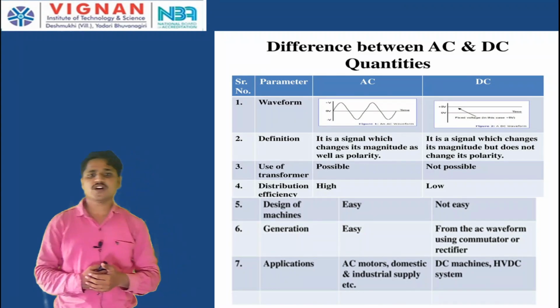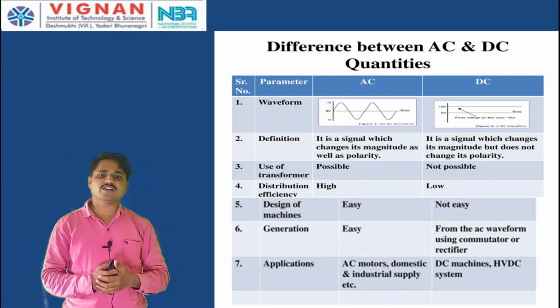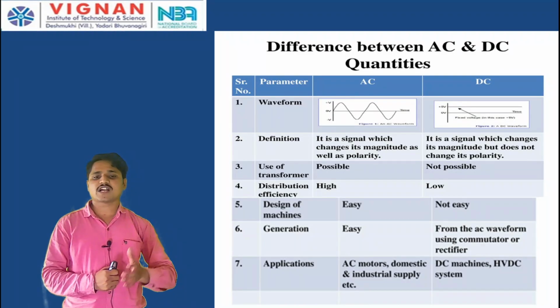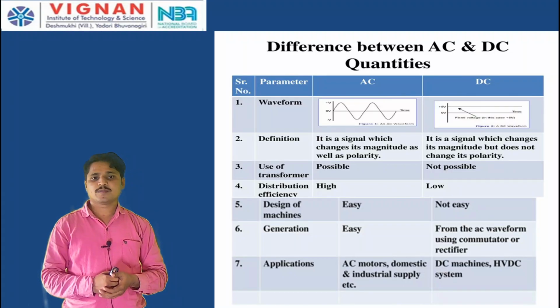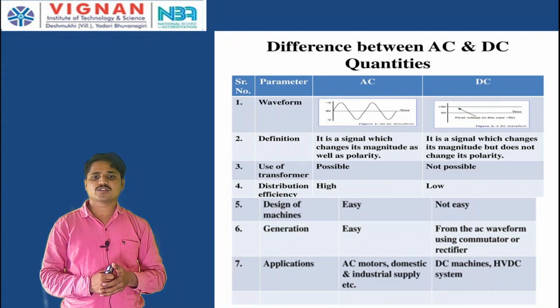Now, the use of transformer. For the AC, the transformer can be used in AC circuits. That means the transmission of AC is possible through transformers, but a transformer does not work for DC quantities. Therefore, it is not possible to use a transformer in DC supply systems.